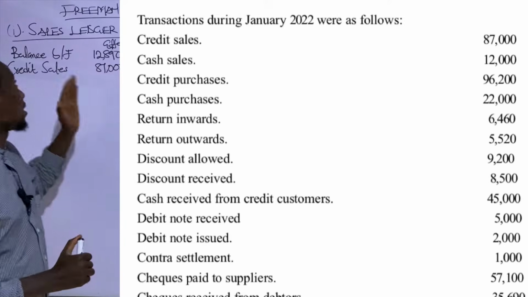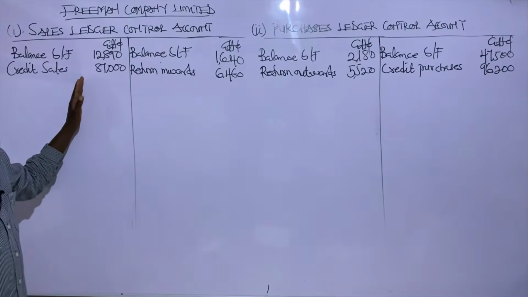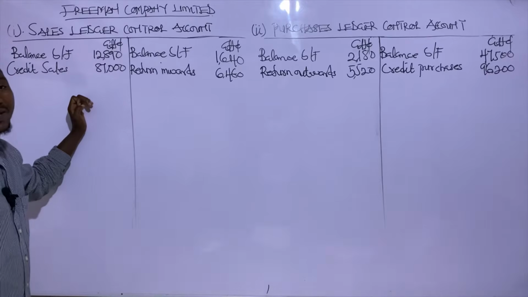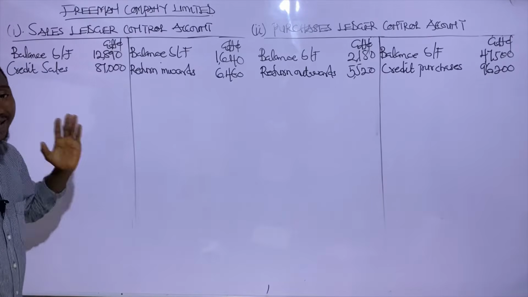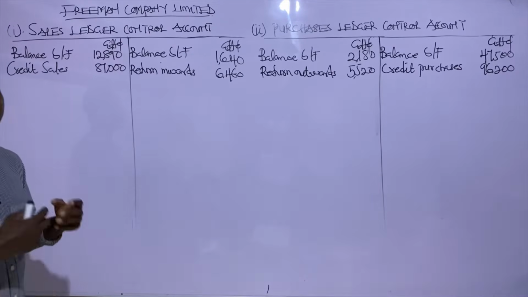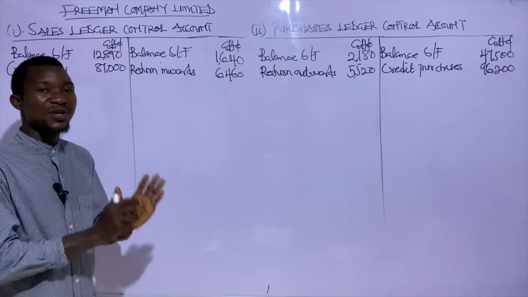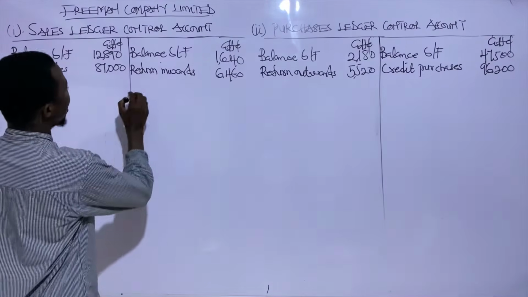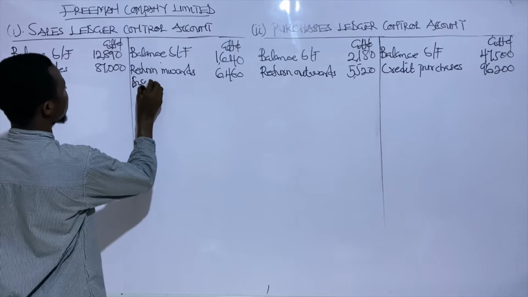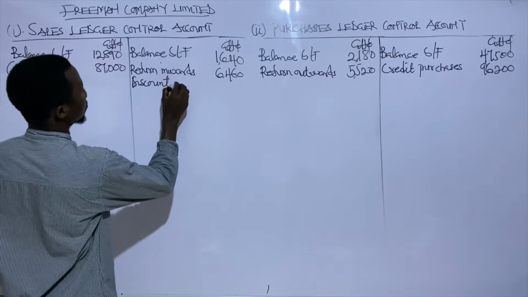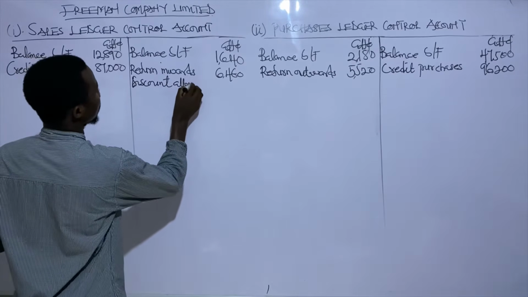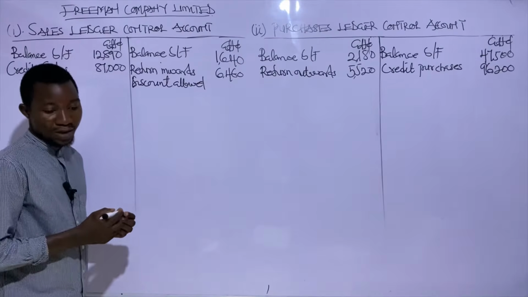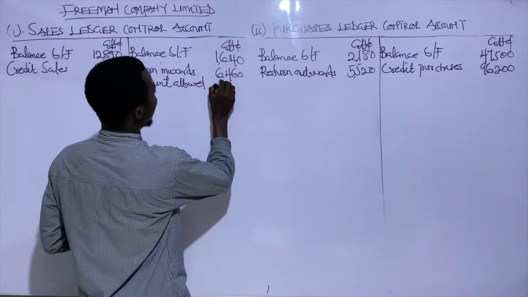The next item to talk about is discount allowed. Discounts allowed will be recorded in the sales ledger because discounts are allowed to debtors or credit customers. So when discounts are allowed to them, it reduces their balance. So we have discounts allowed. From the question, the amount is 9,200.